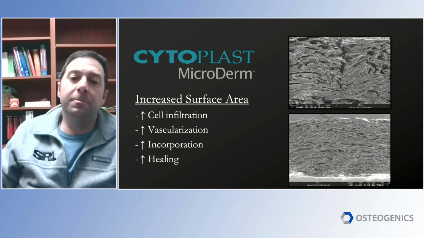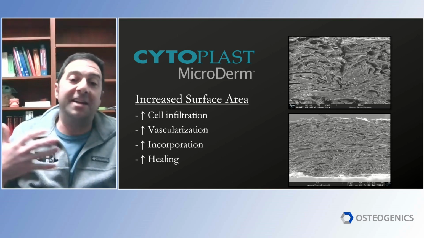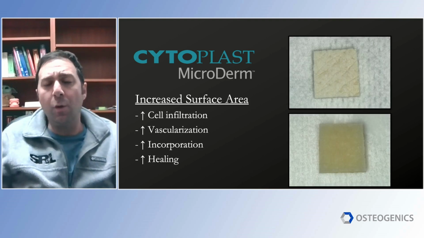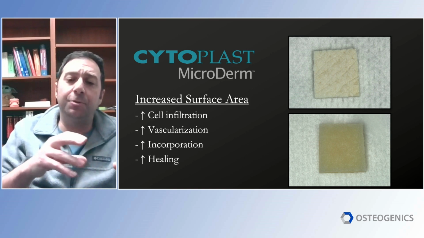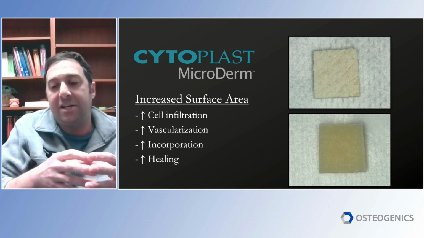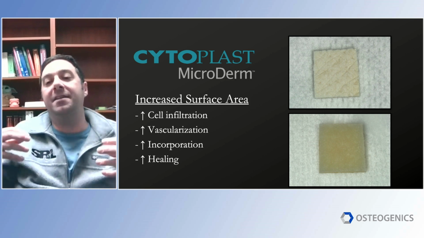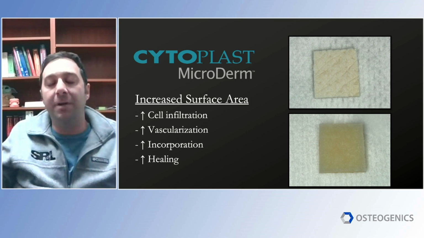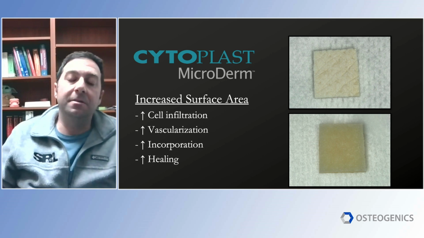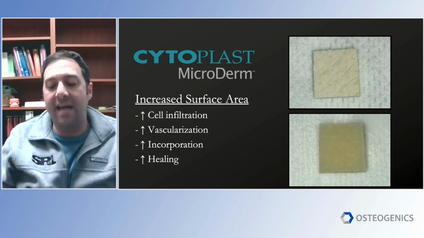So with microderm, because of this increased surface area, you have greater cell infiltration, which can lead to better vascularization, more incorporation, and ultimately improved healing. When you take the microderm and you saturate it with any sort of liquid, you see how absorbent it is. If anyone's ever taken a dry allograft and placed it into saline, you know that it takes a while for that allograft to suck up whatever liquid it's in, which is a lot of times why allografts come hydrated these days. But microderm, as soon as it touches any sort of liquid, immediately it absorbs that liquid.